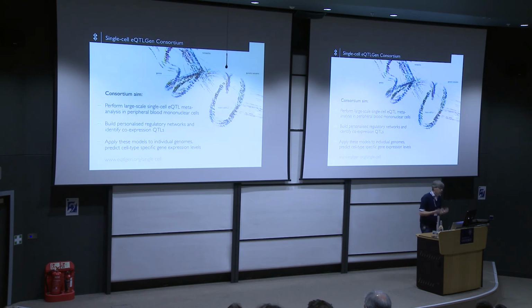So one thing that we've recently initiated is a single cell eQTL Gen Consortium, to perform large-scale single-cell eQTL meta-analysis in PBMCs, to build these personalized regulatory networks, identify these co-expression QTLs, and subsequently, based on the insight that we gained there, apply these models to individual genomes to predict individual cell type regulatory effects and gene expression levels.